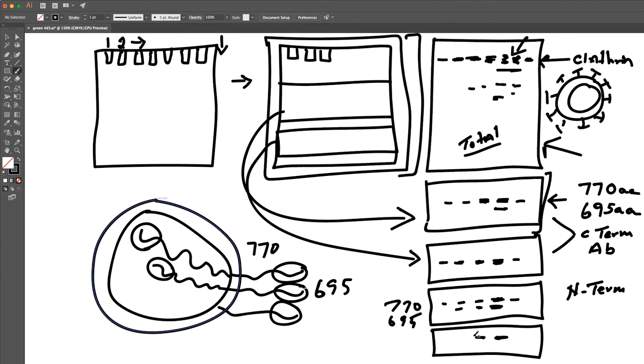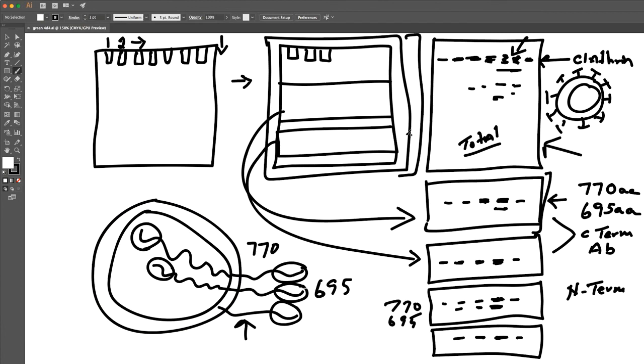And it follows the clathrin banding pattern and the APP banding pattern. Of course, the N-terminal antibody doesn't recognize this version of the protein because the N-terminal is missing.